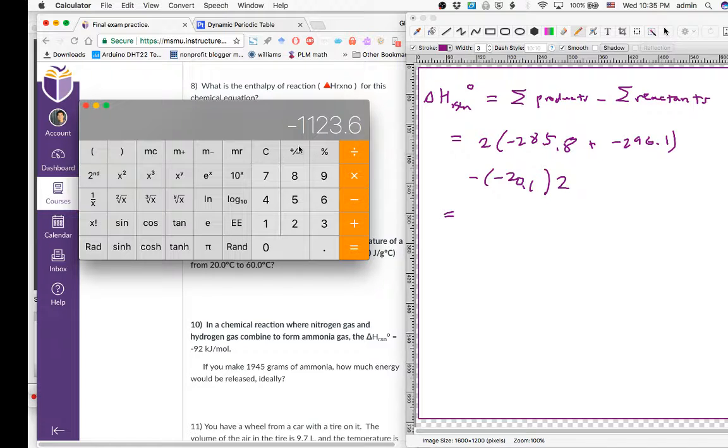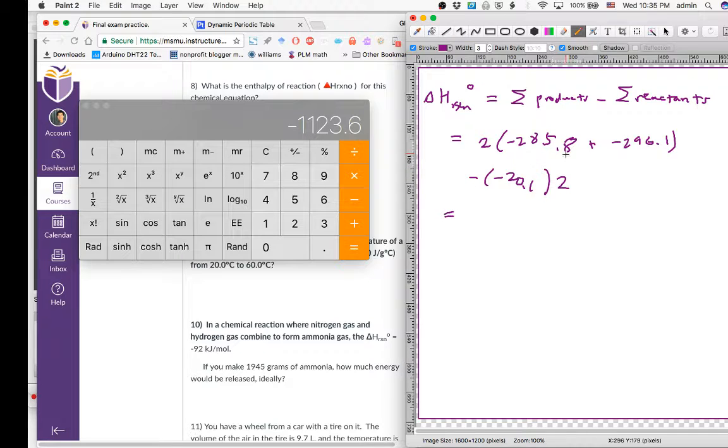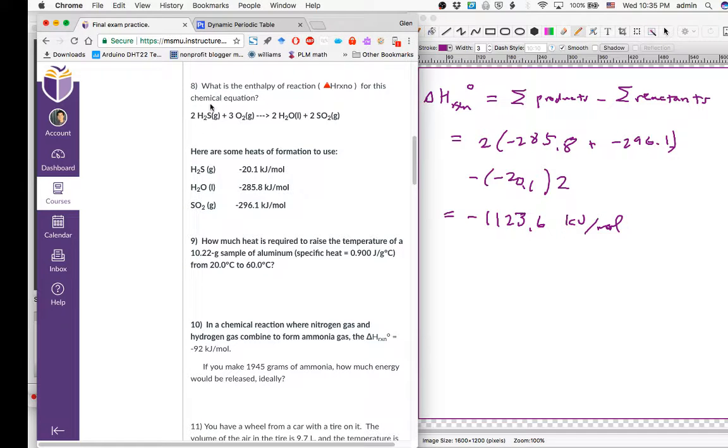Okay, so I think I get negative 1,123.6. That is the correct number of significant figures because everything is in the tenths place, and this is an addition and subtraction problem. So this is negative 1123.6. The units were kilojoules per mole. This is not kilojoules per mole of hydrogen sulfide gas. It's not kilojoules per mole of oxygen gas. It's kilojoules per mole of this entire reaction.